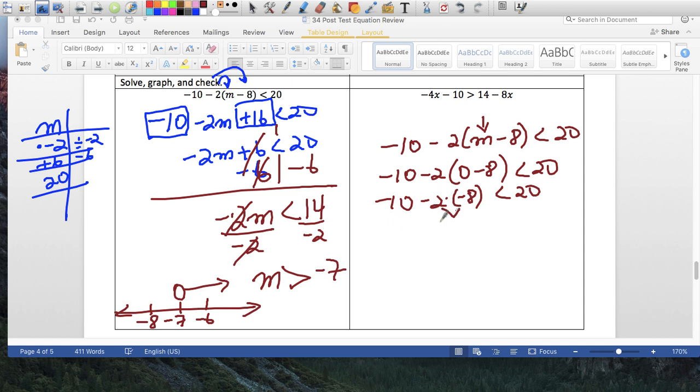I have to multiply first, right? Order of operations, right? So negative 10 still is just not doing anything. A negative times a negative is a positive, so plus 16, less than 20. Negative 10 plus 16 is positive 6, and is 6 less than 20? Yes, it is. So we know we did our problem correctly.